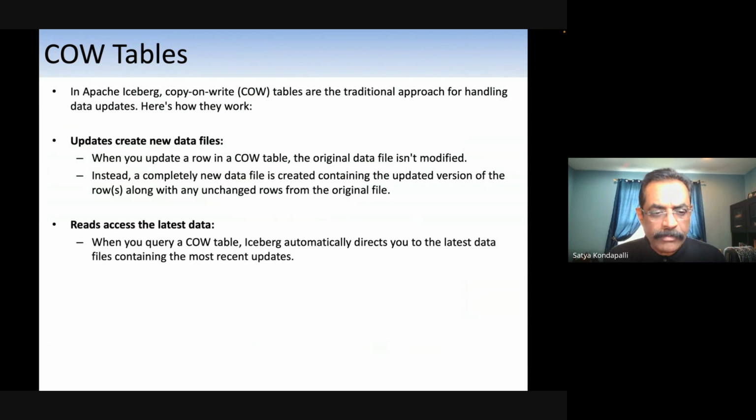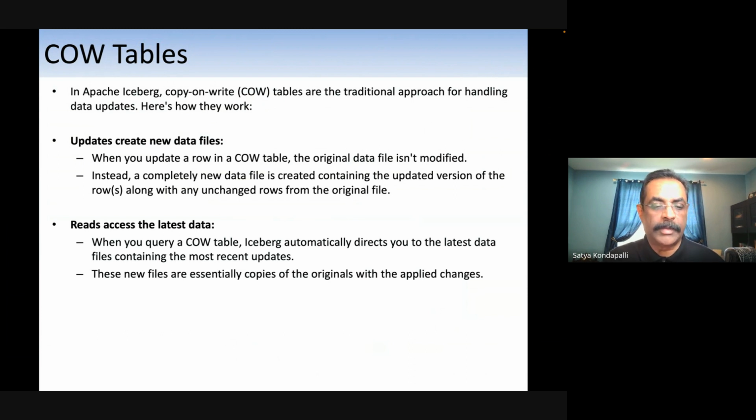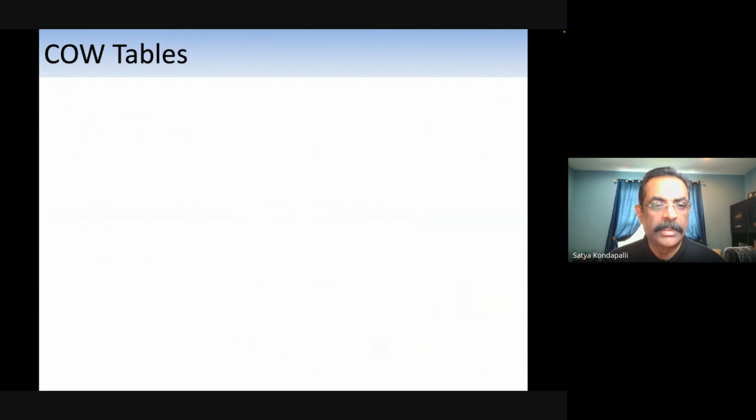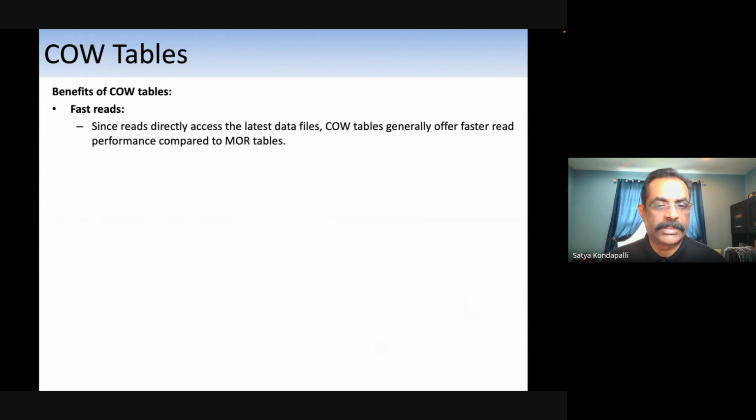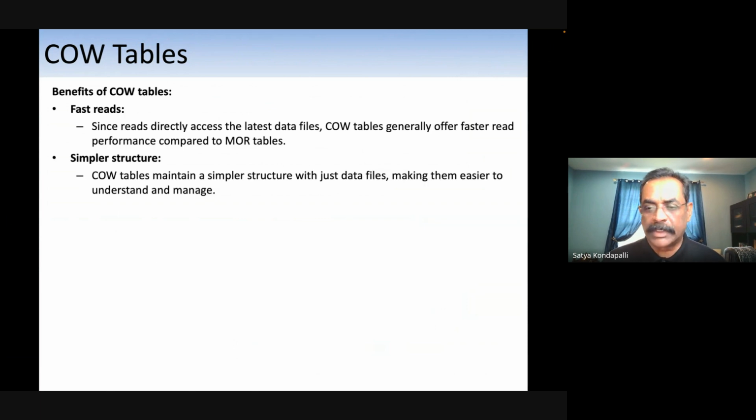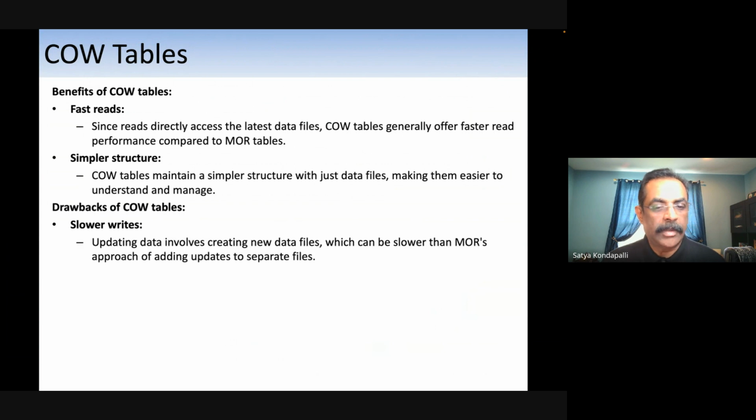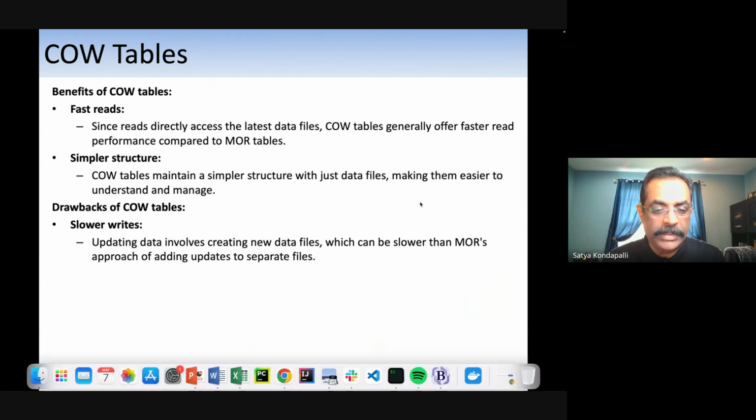So your original file stays as it is, then you have a new file, a clone with the changes. Of course, read access is faster because you're reading one file, not many files, delete files and insert files. So then read is faster. The old file is on the tank file. So as I said, the new files are essentially copies of the original with the changes, and that makes the read faster. Benefits: faster reads, right? Simple structure because there is no same sequence number of delete file, same sequence of insert file, then combining, then no dangling and all the stuff. So simple structure.